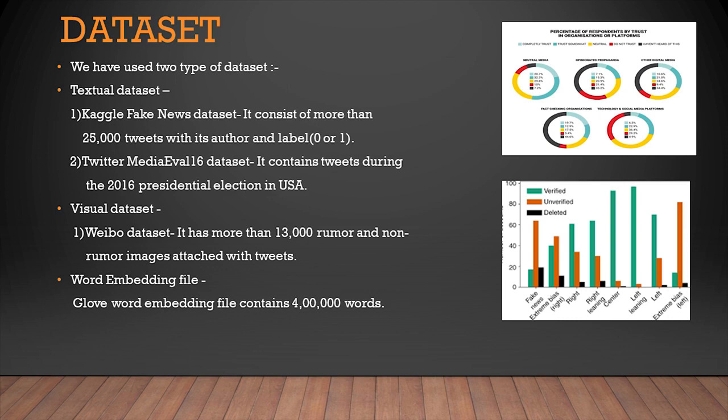In the visual dataset, we have the Weibo dataset which contains rumor and non-rumor images attached with tweets. In rumor images, we have over 7,900 images and in non-rumor images, we have more than 5,800 images.